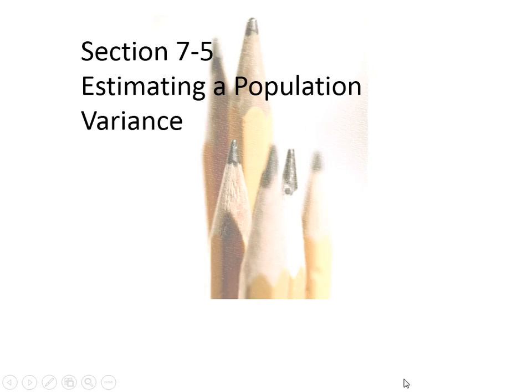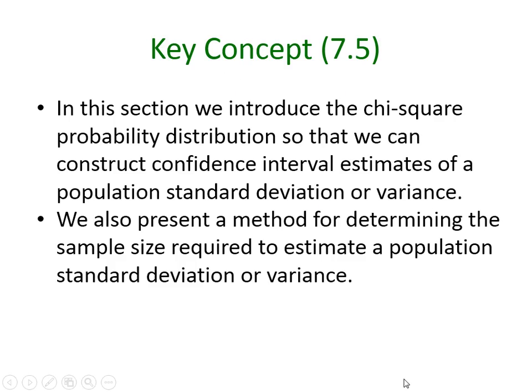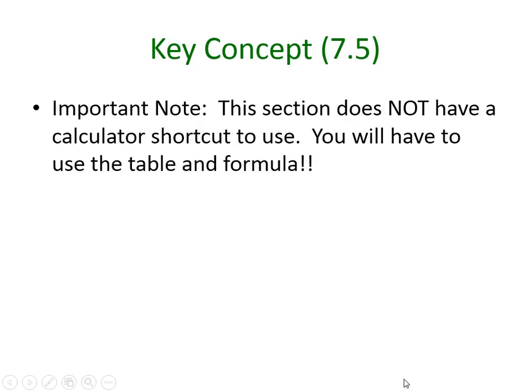So this will be our last unbiased estimator that we get to do. In this section, we introduce the chi-square probability distribution so that we can construct confidence interval estimates of a population standard deviation or variance. We also present a method for determining the sample size required to estimate a population standard deviation or variance. Important note, this section does not have a calculator shortcut to use. So you have to use the table and the formula on this section.